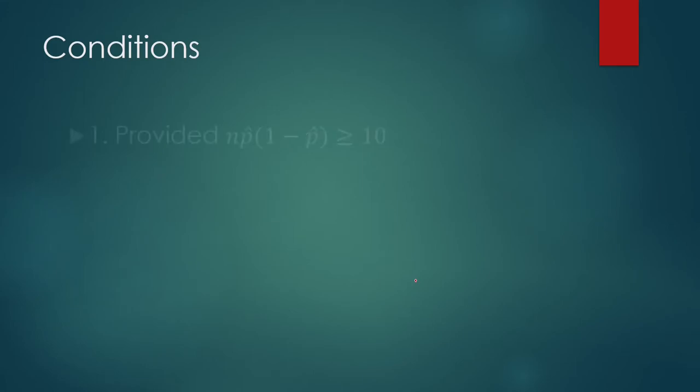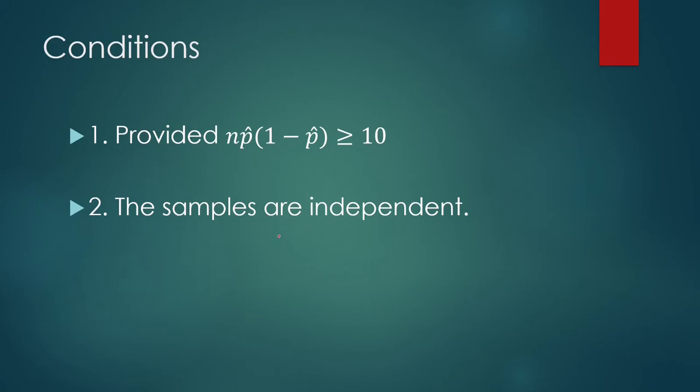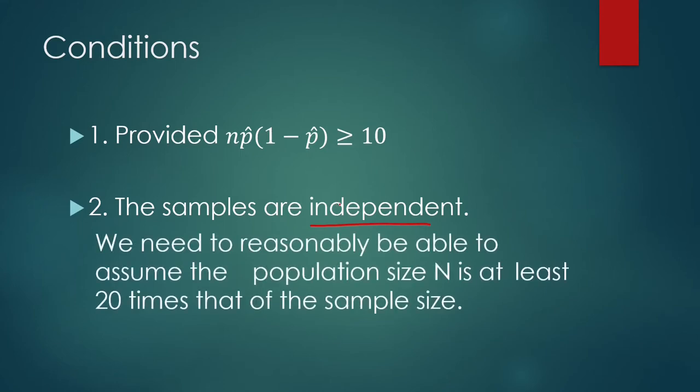X represents the number of successes, and n is the sample size. We have two conditions. The first condition is that n p hat times the quantity 1 minus p hat must be greater than or equal to 10. The second condition is that the samples have to be independent, which means one outcome cannot influence the outcome of another. This means we need to reasonably assume that the population size is at least 20 times that of the sample size. Before we start any problem, we have to check condition 1 and condition 2.